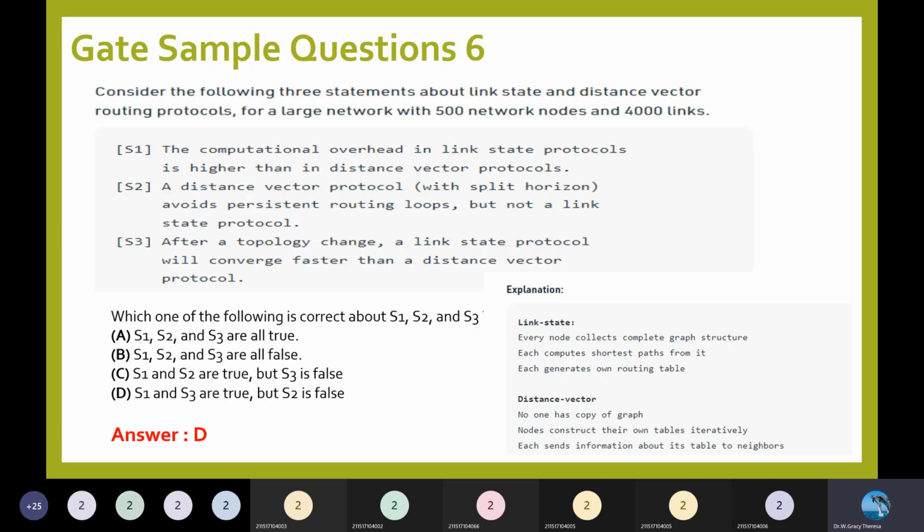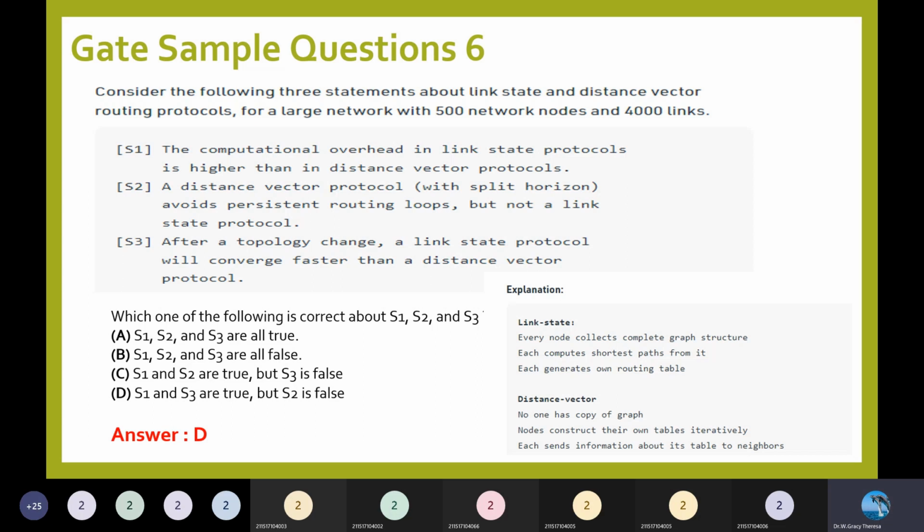Okay, the last one. Consider the following 3 statements. Here the statements have been given about link state routing. We have to know about link state and distance vector; if you know this, we can solve this. Consider the following 3 statements about link state routing protocol and distance vector routing protocol for a larger network with 500 networks, and there are about 4,000 links.